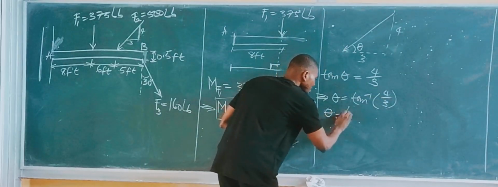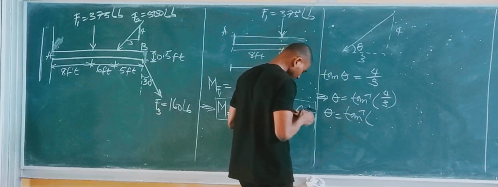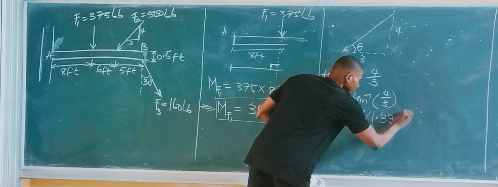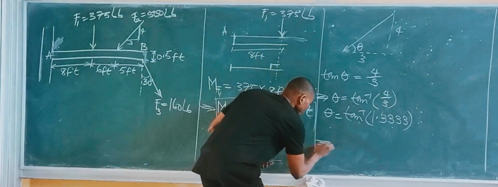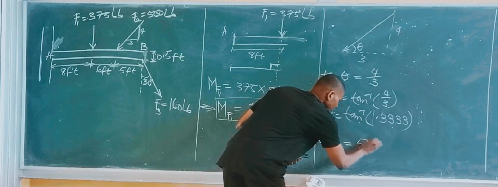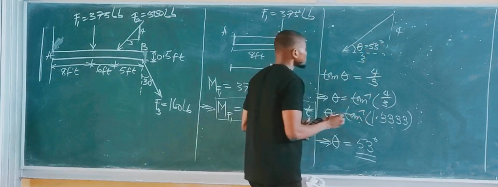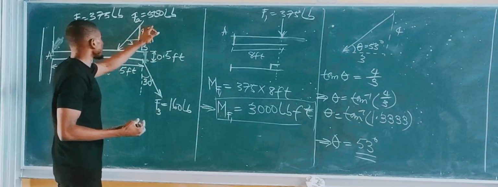Theta is equal to tan inverse of 4 over 3, which gives us 1.33. If you take the tan inverse of 4 over 3, we obtain that theta itself is equal to 53 degrees. So which means the angle here is actually 53 degrees. So therefore this force F2 was given as 500 pounds.